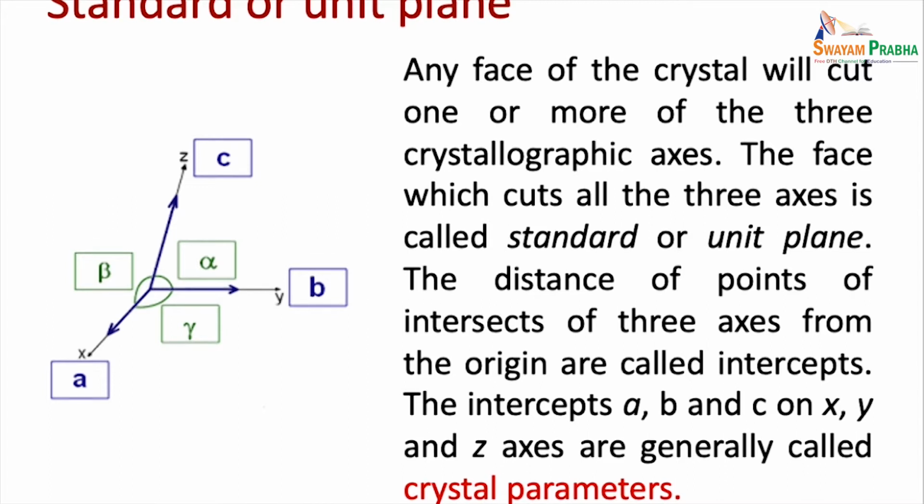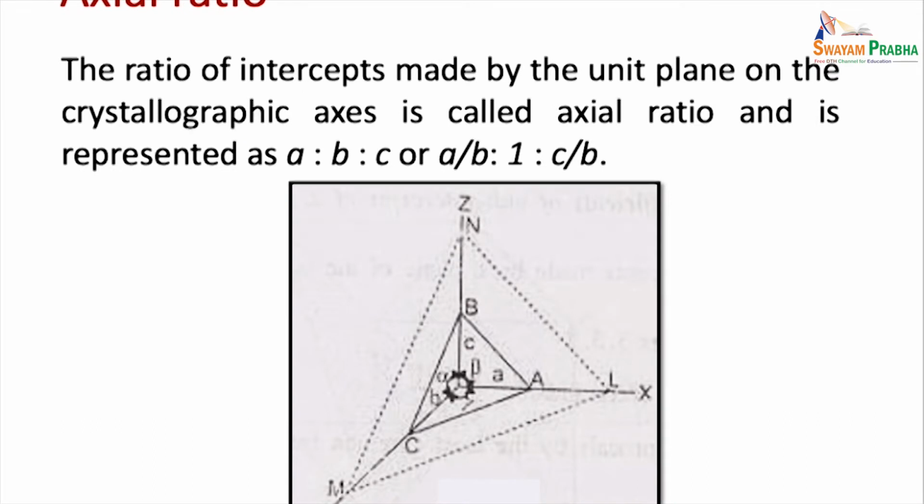Now how do we measure them? You have an origin, and the face will cut the axis. When it cuts the X axis, that is measured as a. When it cuts the Y axis, it is measured as b. When it cuts the Z axis, it is measured as c. Now let's talk about axial ratio. The ratio of intercepts made by a unit plane on the crystallographic axes is called the axial ratio and is represented as a is to b is to c, or a upon b is to 1 is to c by b.